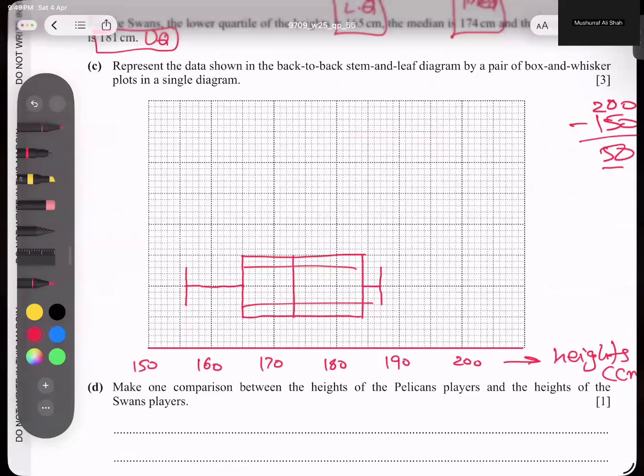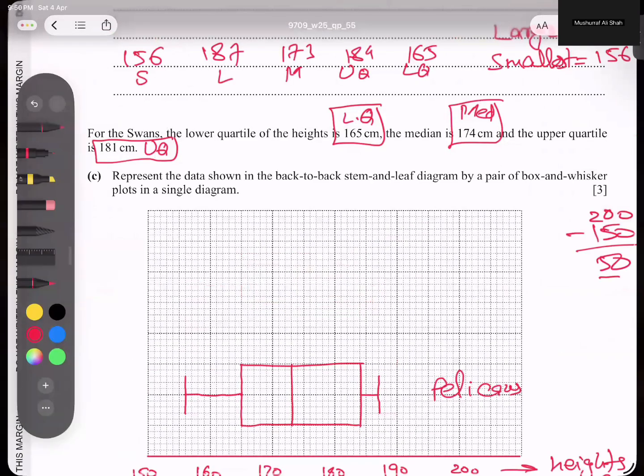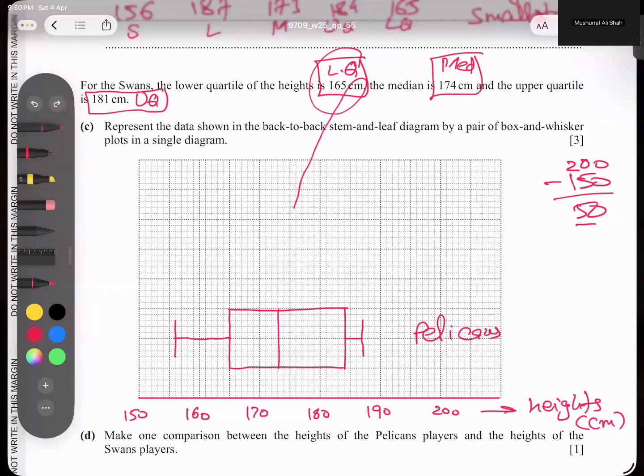Okay, now let's talk about swans. What is given here for swans, students? Lower quartile, median, upper quartile. Let me finish these first, then I make the other one. So lower quartile, 165. I'm going to make it here, 165. Done. And then I'm going to make the upper quartile, 181. Then I'm looking for the median, 174. So 174 is here.